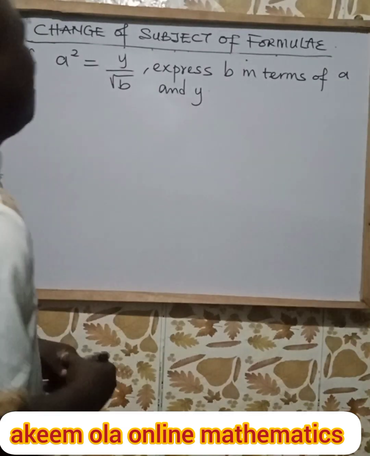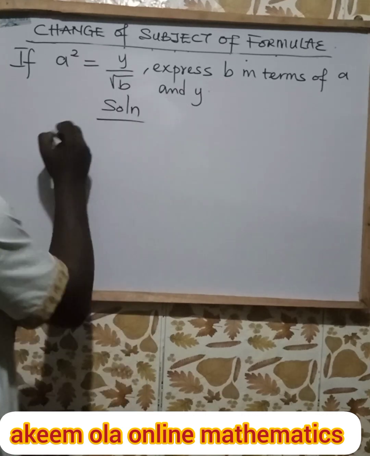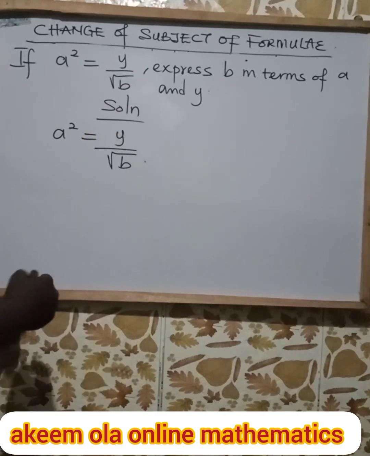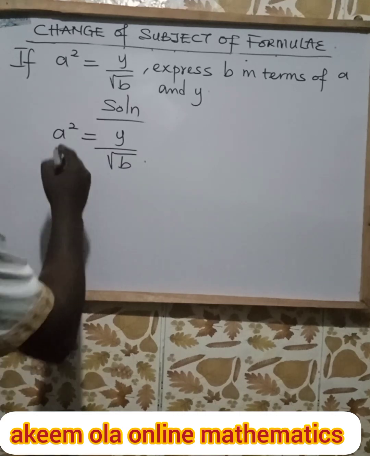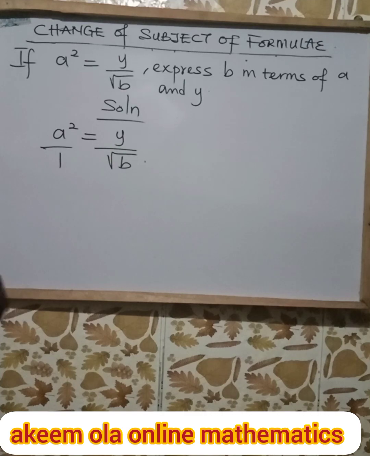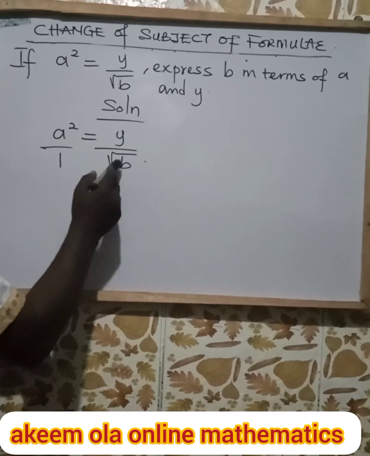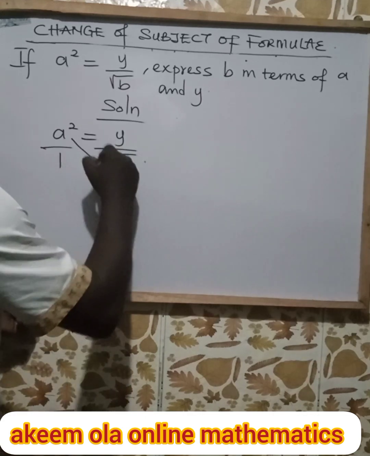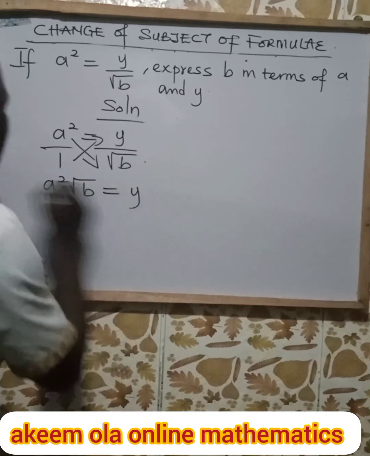First, what are we going to do from here? The first thing we are going to do, we can have the solution. We have a square is equal to y all over root b. What can we do? We are going to perform one particular magic here. We are going to cross multiply. But the cross multiply we are going to do here is not actually a cross multiply, because I want root b to come here, and a square will come here. If we cross multiply, you will have a square root b is equal to y.